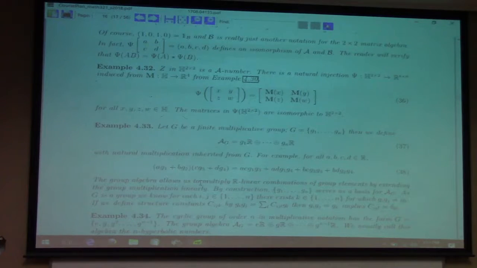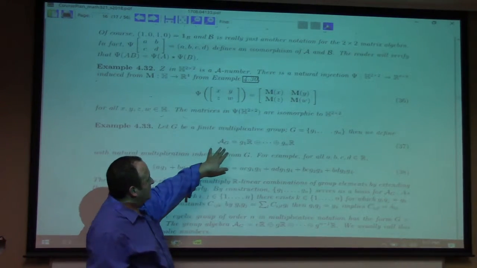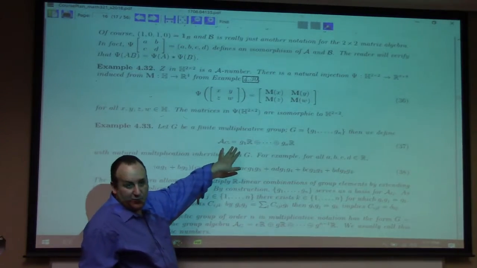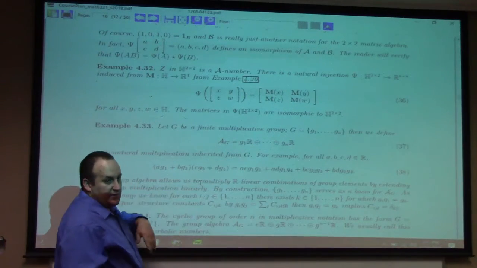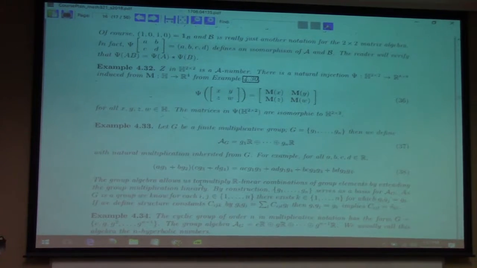And then another one, which I don't use enough, I should use this more. The group algebra: we can take any finite group and make it into an algebra just by taking real linear combinations of the group elements and multiplying in the natural way. The hyperbolic numbers are the group algebra of the cyclic group of order 2. The 3 hyperbolic numbers are the group algebra of C3. The 4 hyperbolic numbers are the group algebra of C4, right? Not every algebra is a group algebra, but many are.